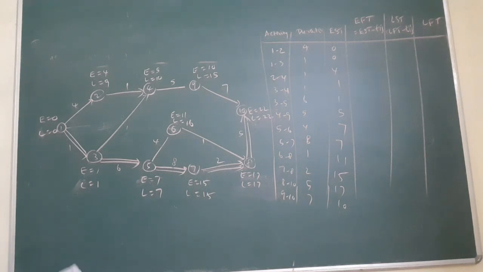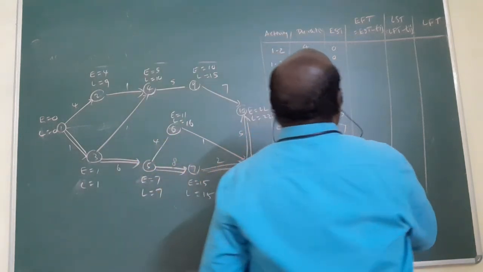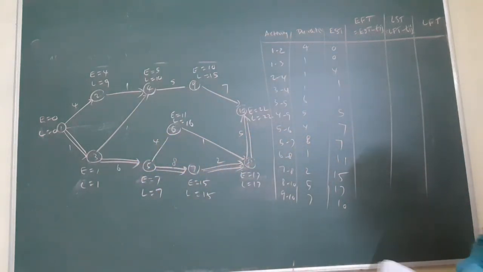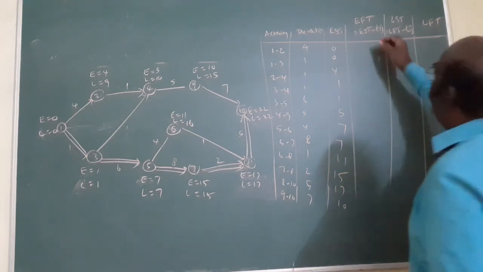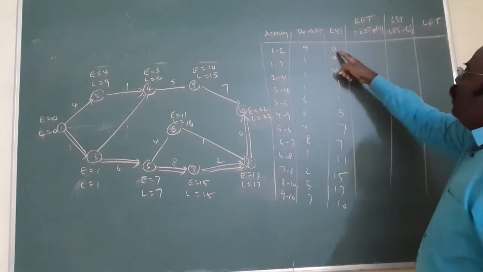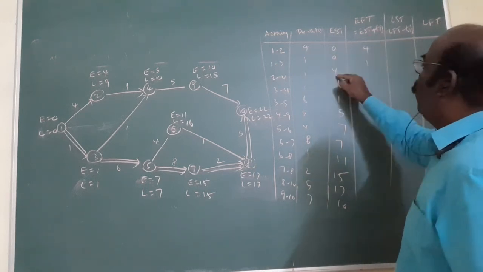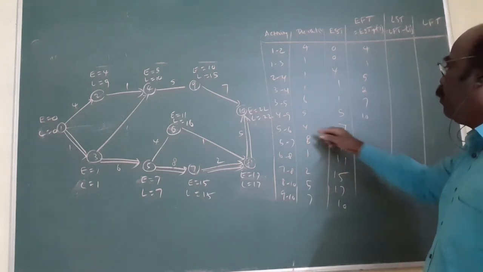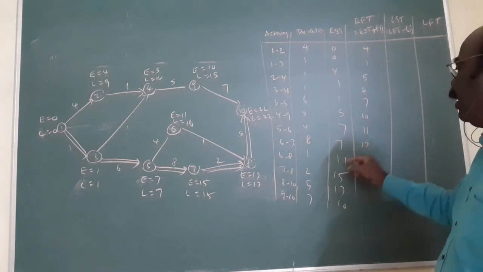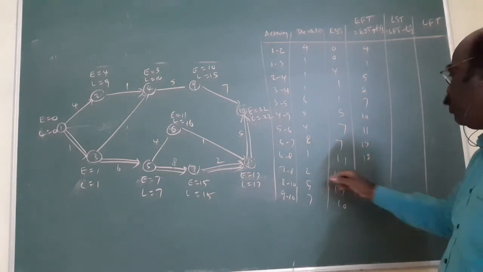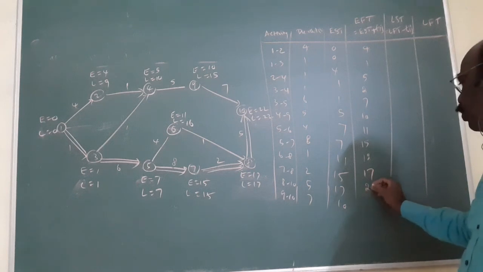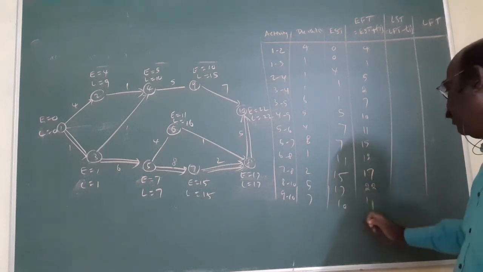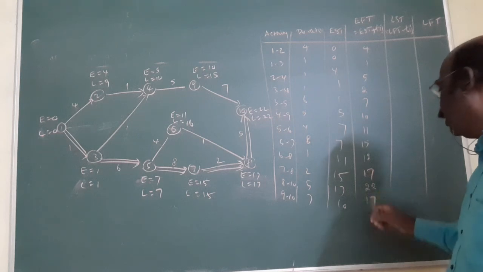Now, EFT, what did I tell you? EST plus DIJ. Sorry, it is plus, only plus, okay? 0 plus 4, 0 plus 1, 4 plus 1, 5, 1 plus 1, 2, 1 plus 6, 7, 5 plus 5, 10, 7 plus 4, 11, 7 plus 8, 15, 11 plus 1, 12, 15 plus 2, 17, 15 plus 5, 22, 10 plus 7, 17. Am I right? Next one.